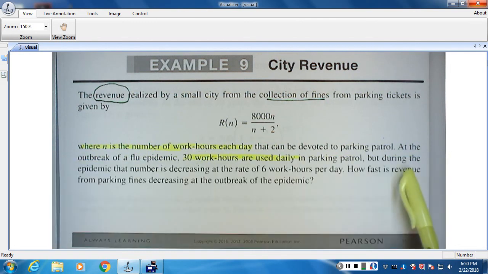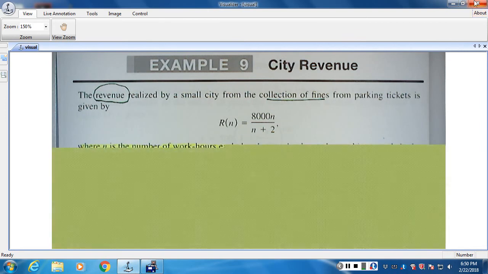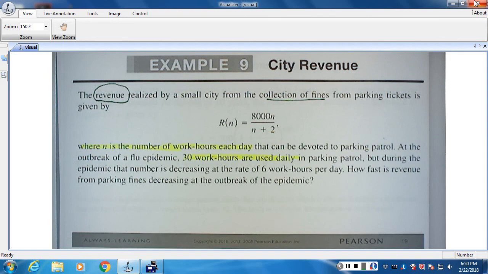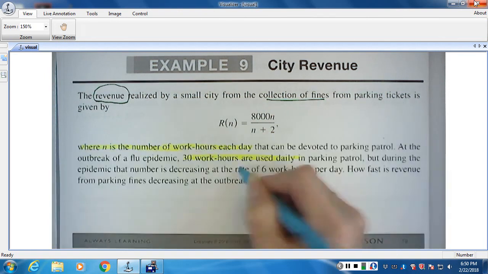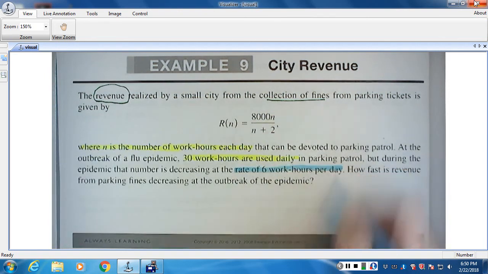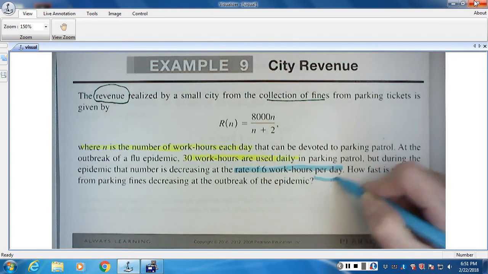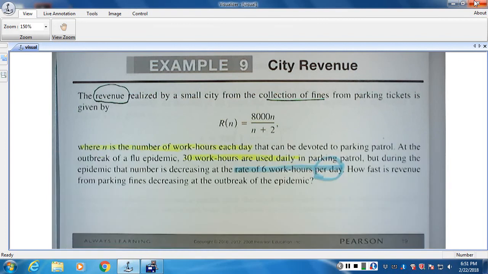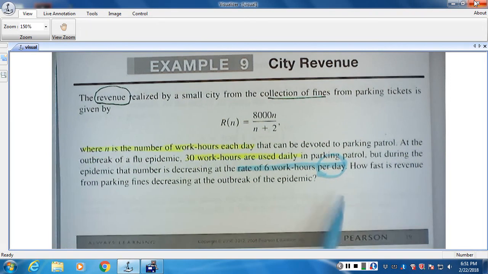But as soon as the flu epidemic starts, that number is going to start decreasing at the rate of 6 work hours a day. Now, notice that this is 6 work hours per day. That itself is a rate of change. Okay? That's a rate of change. And this expression isn't in work hours alone, it's work hours per day. That's how we know it's a rate of change. So we're just going to tuck that away and remember it.